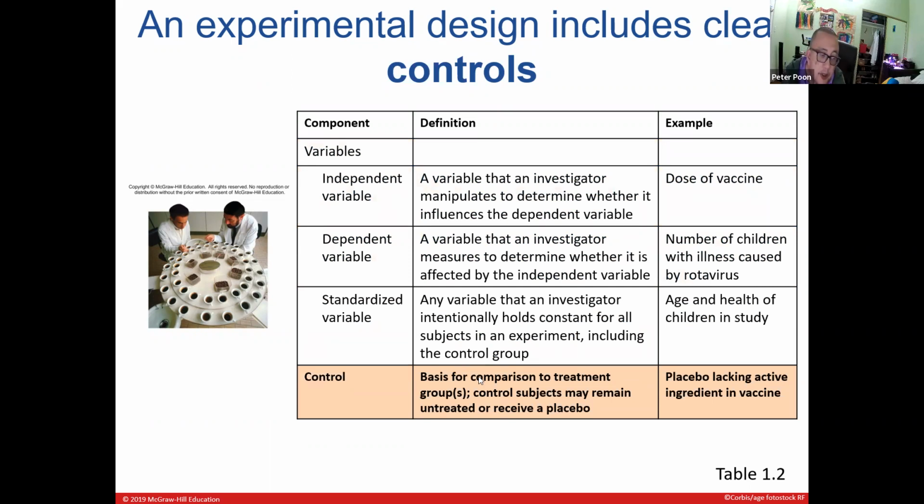The control is usually the basis for comparison. So you have an experimental group and you have a control group. The control group is usually the people who are either getting nothing or getting a placebo. A placebo is a sugar pill. It's something that's lacking the active ingredient in the vaccine.